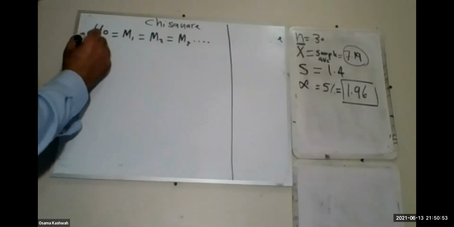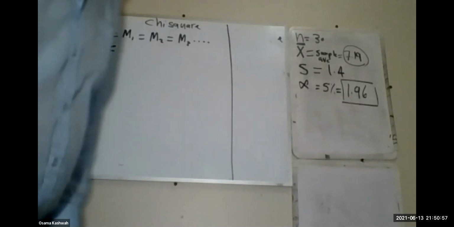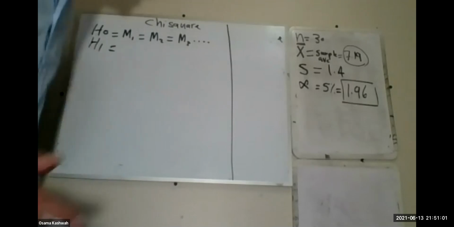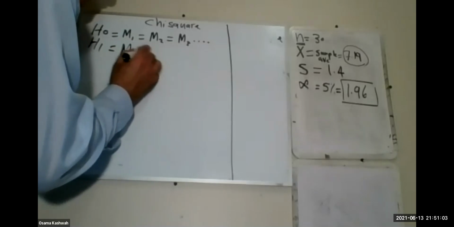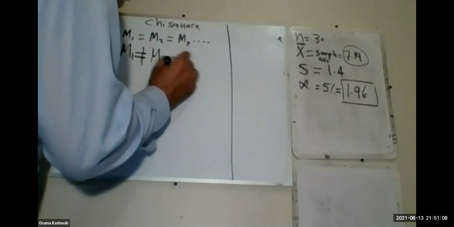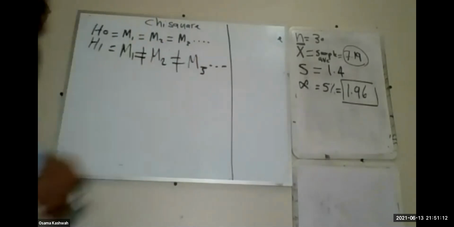Okay, H1. Because he said in the example, he didn't say greater than or less than. He said, do you have any doubt? Any doubt means m1 is unequal to m2, unequal to m3. If we have more shifts, we will put them here as well.